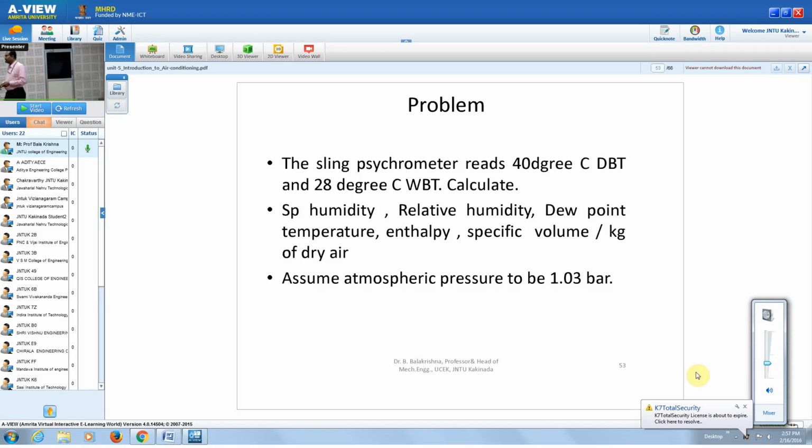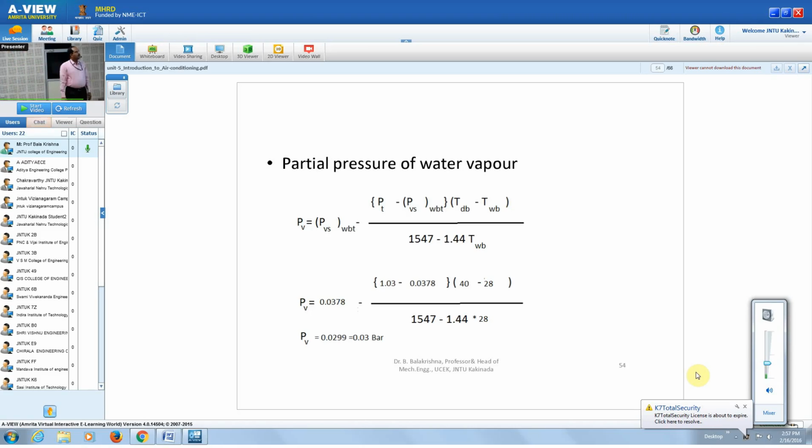Atmospheric pressure is given. I think you know the formula for the partial pressure of water vapor. Finally, in these formulas, the partial pressure of water vapor is 0.0299. Simply, you can take this as a round value, 0.03 bar.